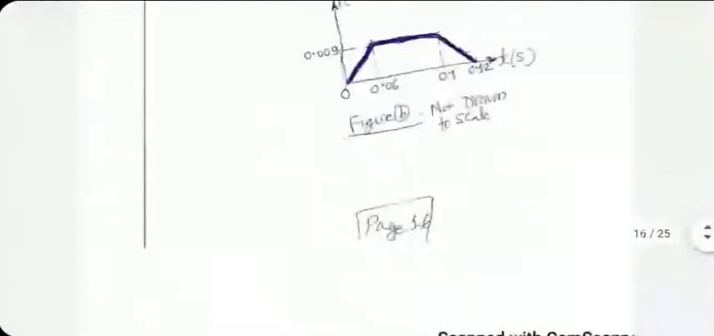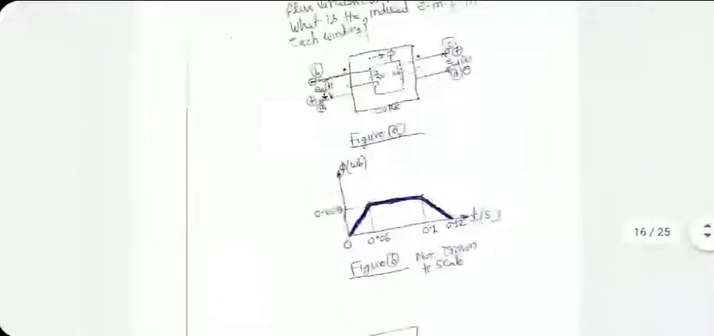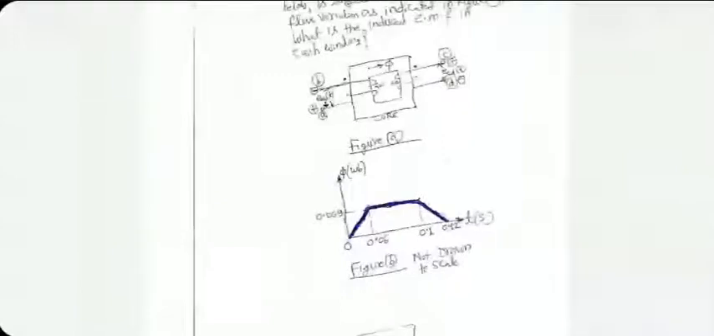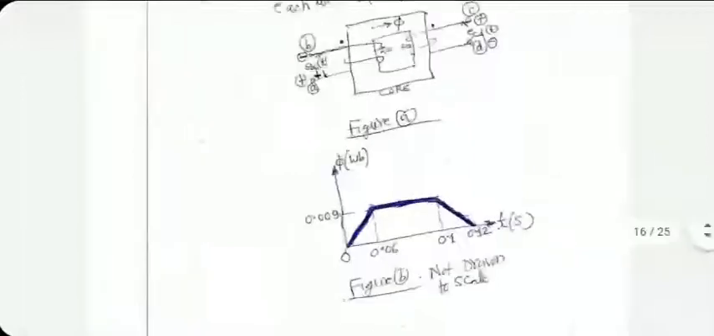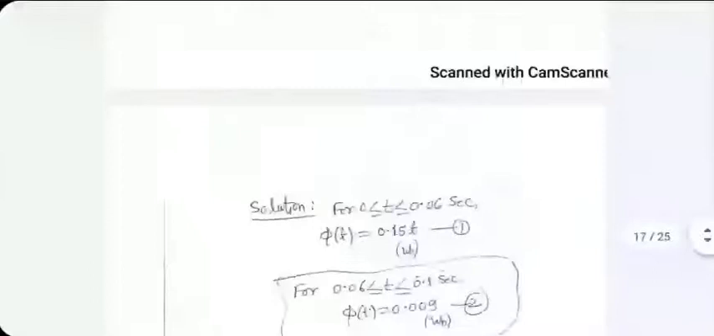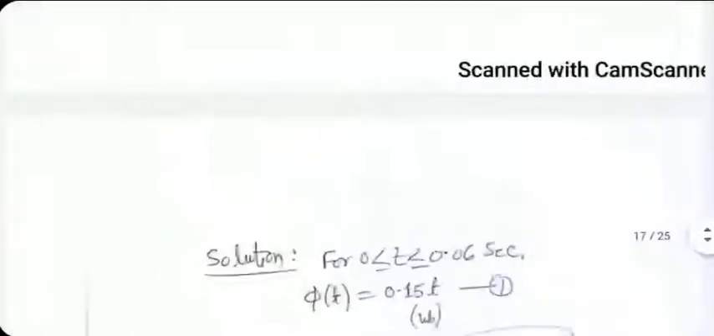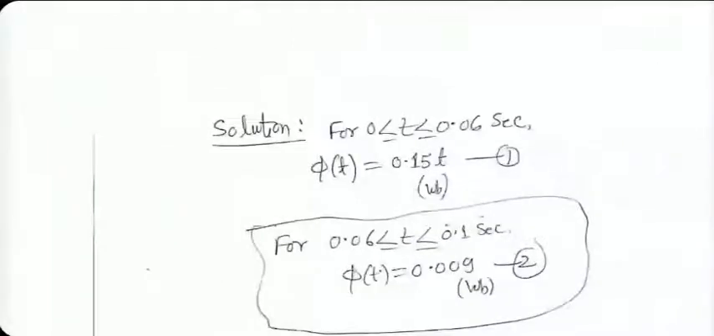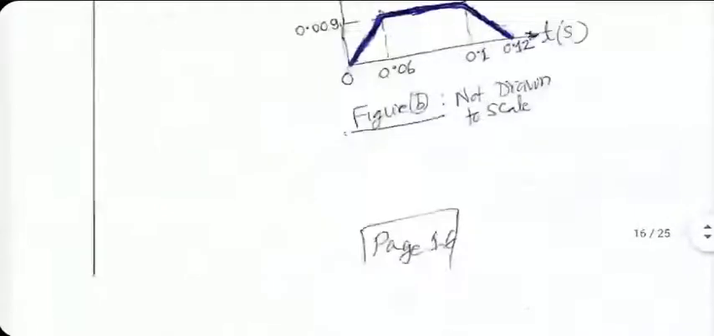In the first case, it will require some work from you. First thing is you figure out the equation for phi. The first straight line begins at 0 and ends at t equal to 0.06 and phi equal to 0.009. That should give you the slope of the line. The equation for phi in the first part of the curve turns out to be this. And for the second part, of course, phi is constant, 0.009 Weber.